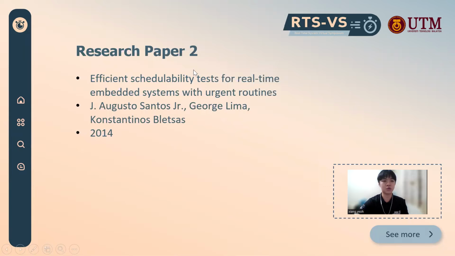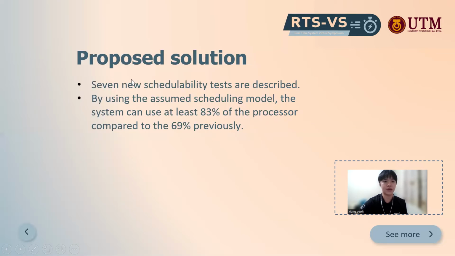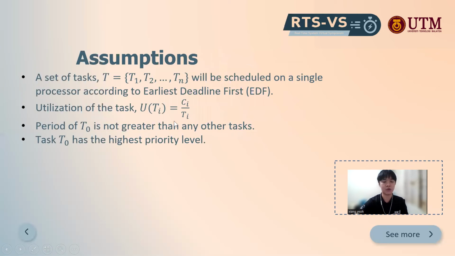For our research paper 2, the title found is An Efficient Schedulability Test for Real-Time Embedded Systems with Urgent Routines. The problem identified is that, in the case of rate monotonic scheduling policy and processor utilization analysis, the system utilization is only about 69%, which is the limit of this function for large n. In the proposed solution, 7 new schedulability tests are described, and by using the assumed scheduling model, the system can use up to 83% of the processor compared to the 69% previously. Here are also some assumptions that I will skip.